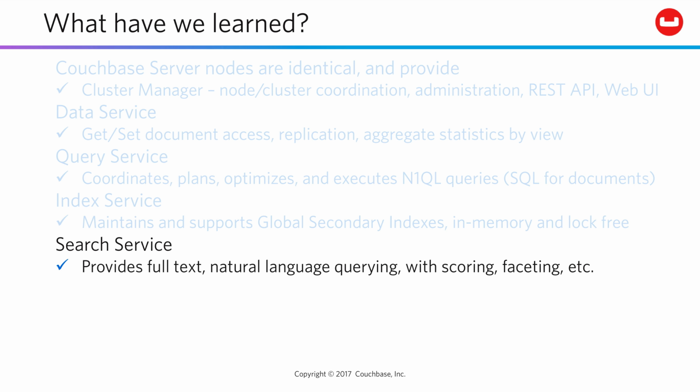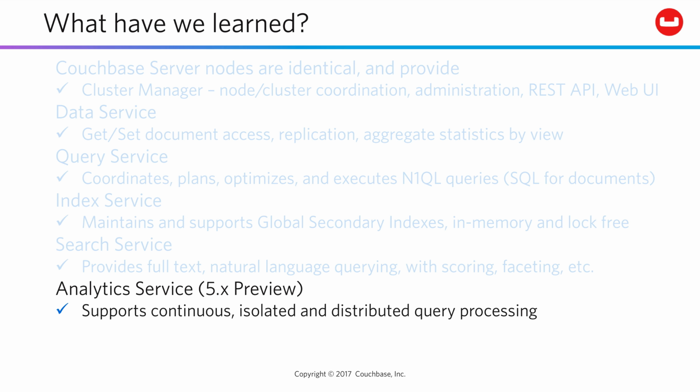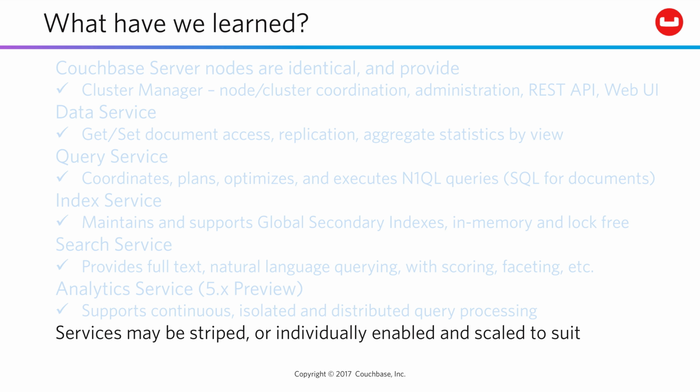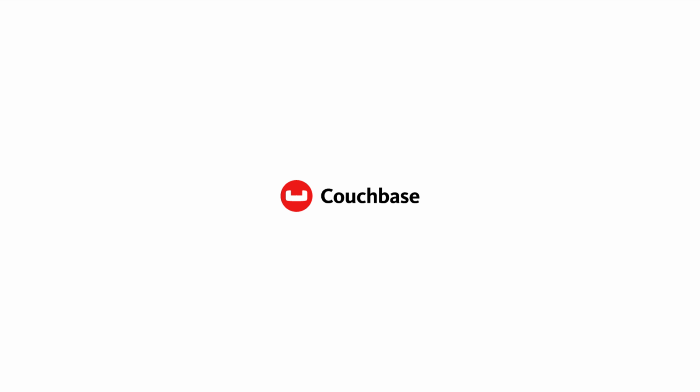The search service gives you natural language query capabilities right in the database, so you don't have to spray text all over your data center just because you want a search box on the website. The analytics service supports isolated, distributed, ongoing query processing, and all these services can be striped or individually enabled and scaled to suit your demands. In the lessons ahead, we're going to drill further into these services, so come on back.